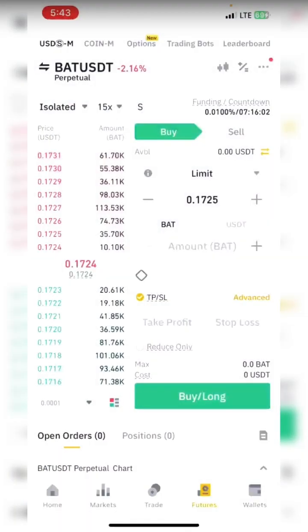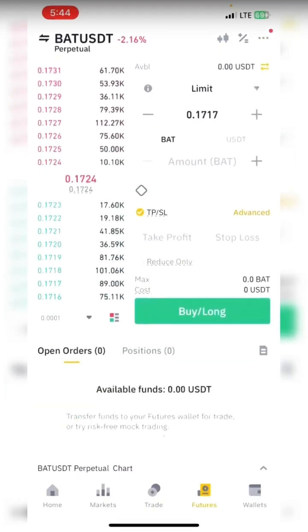Here, this place you see 15x, that is where you can adjust your leverage. Now here, this place where you see red and green, these are the asking price, selling price, and buying price. This is where you see live orders. These are orders that are yet to be filled. This aspect is not necessary.